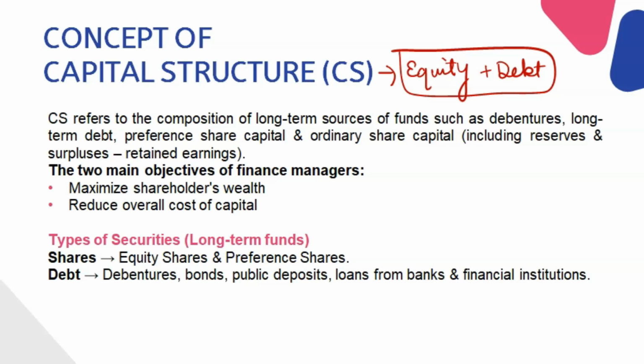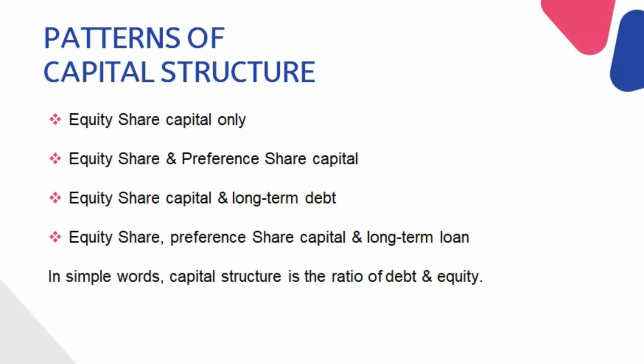So in long term, equity basically includes shares: equity shares or preference shares. Debt includes debentures, bonds, public deposits, and loans from banks or other financial institutions. So it is just the ratio of these two. Now let's see the patterns of capital structure, what we can include in our capital. Equity shares, preference shares, or debts. These three things can be included in the capital.